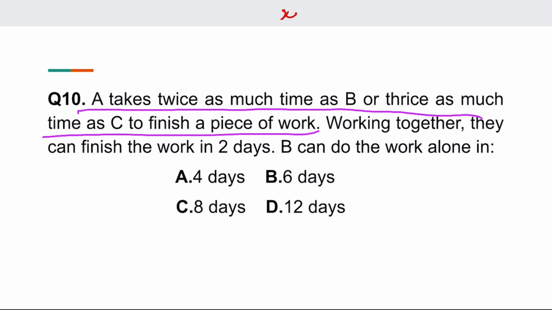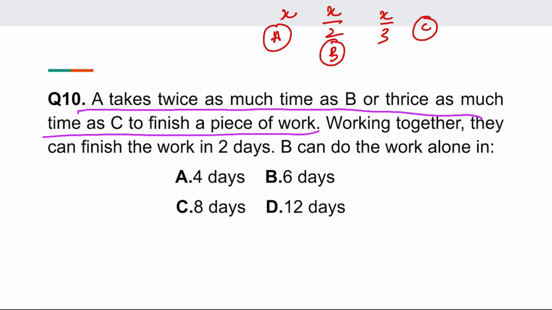Now A takes twice as much time as B does, which means B takes half the time what A takes. So this is going to be for B. And A takes thrice as much time as C does to finish a work, which means C takes 1 by 3 times the time which is required to do a work than A does. So X by 3. So this is going to be for A, this is going to be for B, and this is going to be for C.